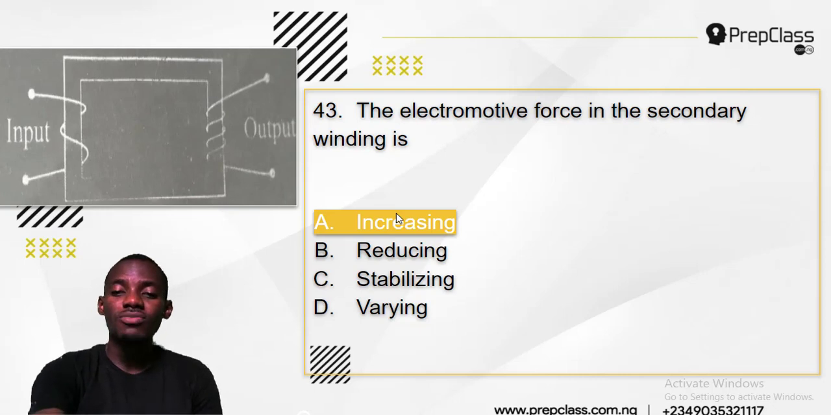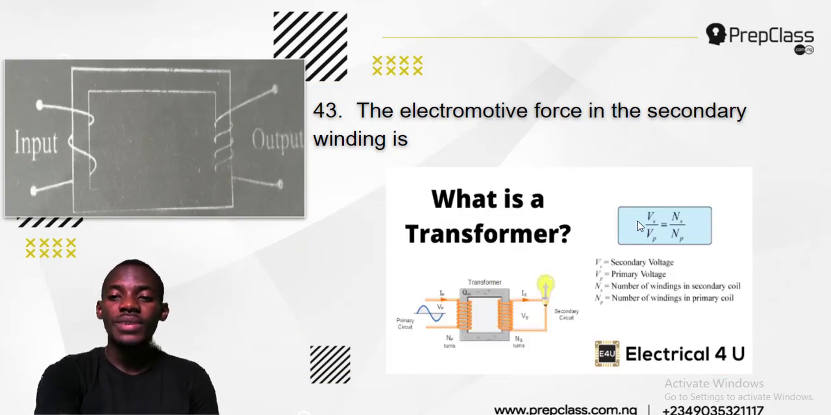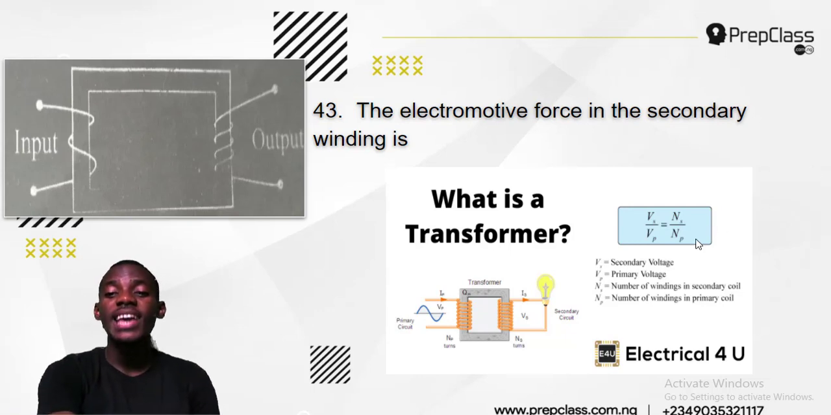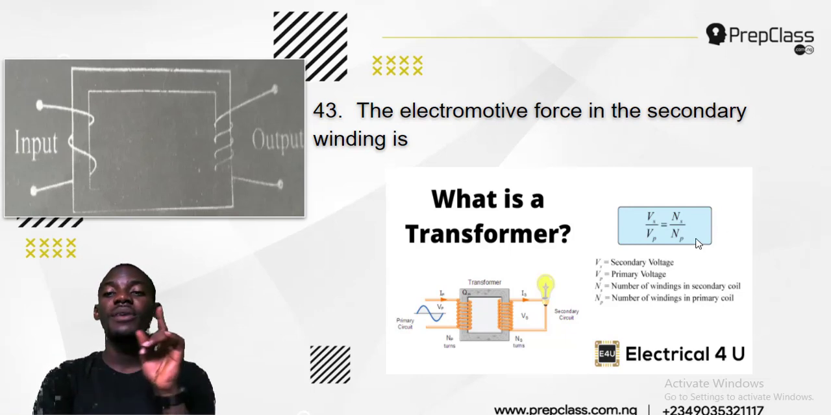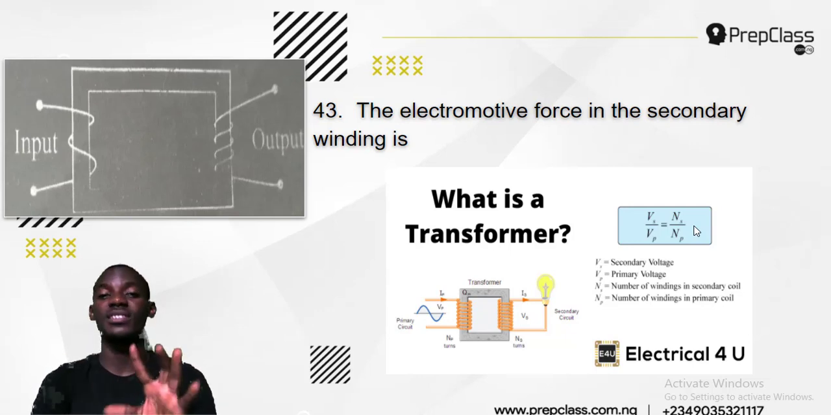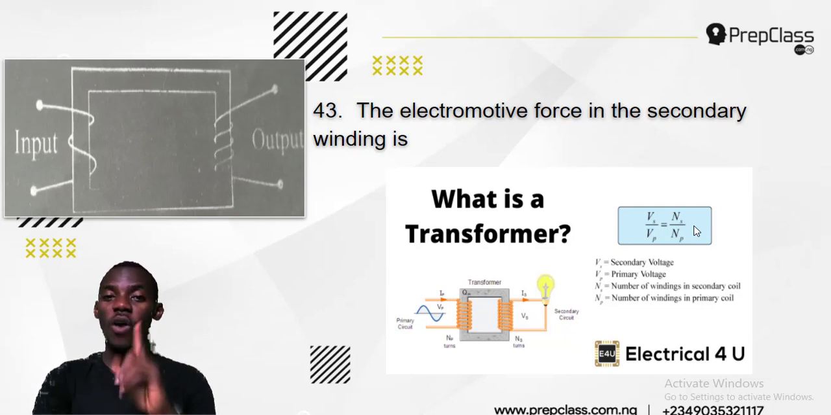So it is by the transformer formula that voltage and turns are the same. That means they are directly proportional. That means that the more the turns, the more the voltage. I've said that before. The more the turns, the more the voltage. And this thing you see here is the formula for transformer. V secondary over V primary, that means the secondary voltage over primary voltage equals secondary turns over primary turns. This is called the transformer formula. And this formula can answer any question on transformer in physics. Please take note of the formula.